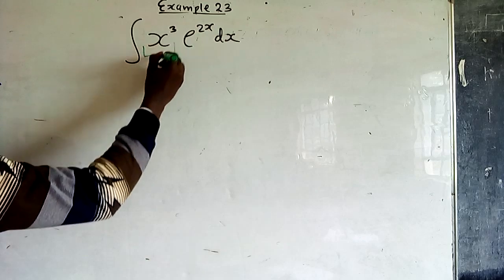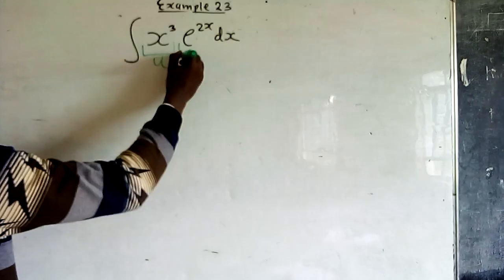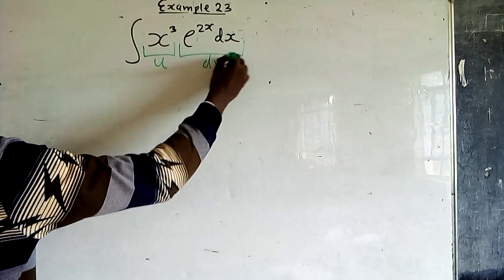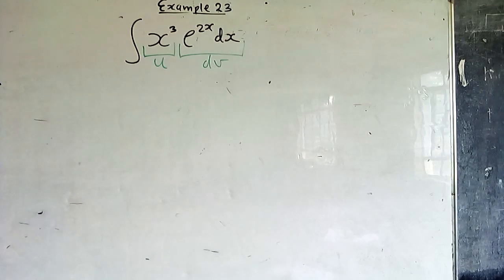You let x cubed be u and exponential 2x dx be dv. You only let u be what is easier to differentiate, okay? Yes. Because u will be differentiated. So start.